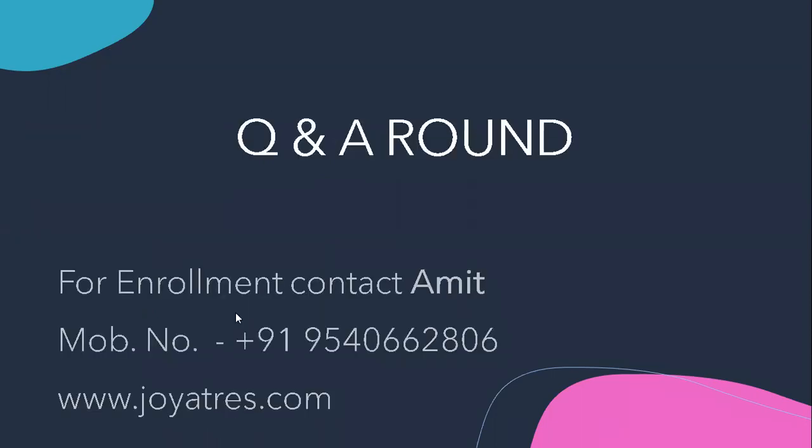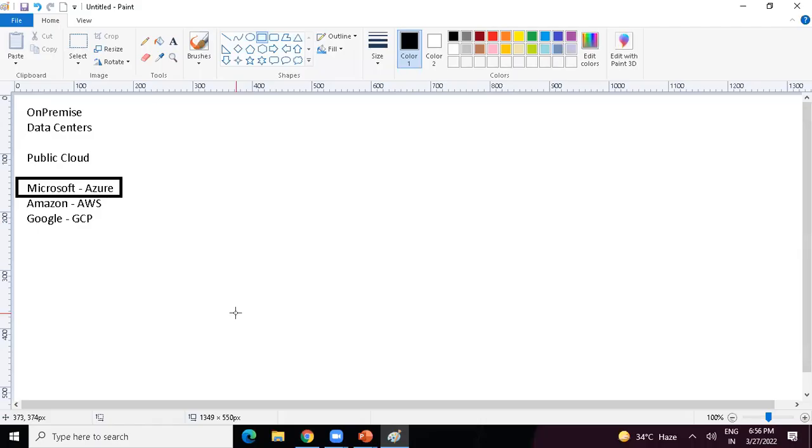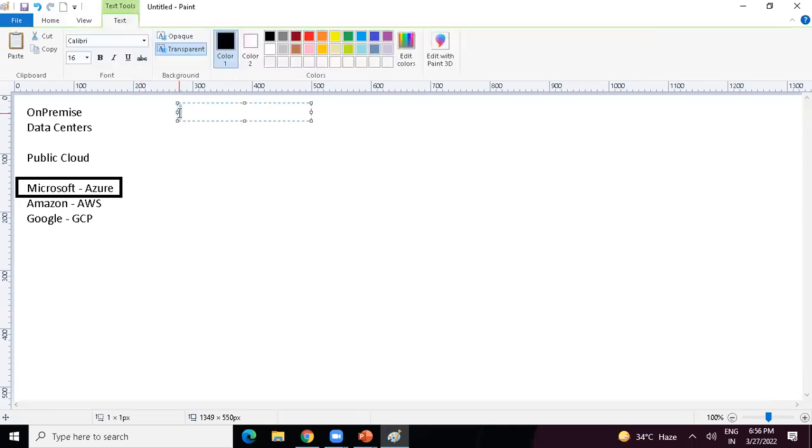Now, before I take you to the question and answer round, let me share something from Azure, right? See guys, whenever we talk about any technology, it has some architectures. Azure has two architectures. One is what we call physical architecture, and one is what we call logical architecture. These are the two types of architectures that we have.